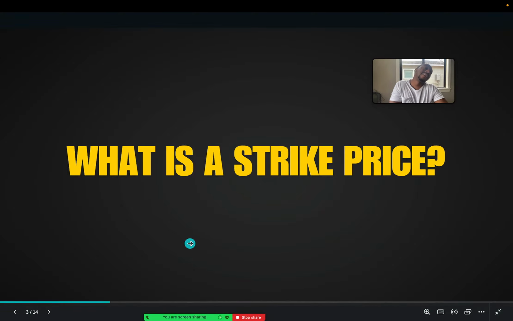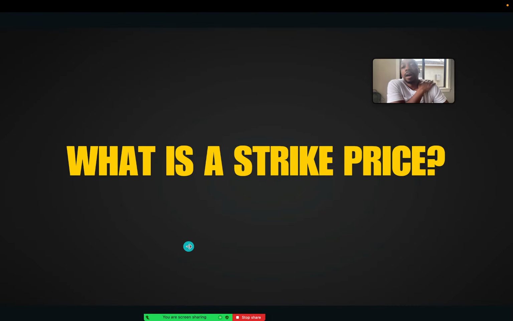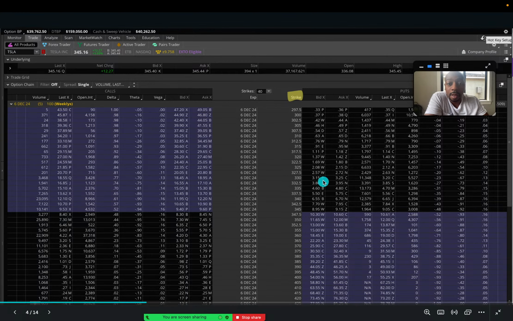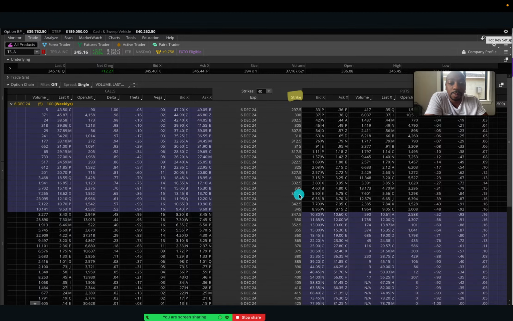So what is a strike price? If you know what an option is, a contract to buy or sell a particular stock at a certain price at a certain time in the future, that certain price is called the strike price. So if we're looking at Tesla's option chain right here, I just pulled this, the strike prices are right here in this particular category.